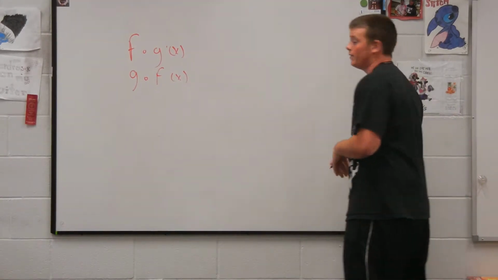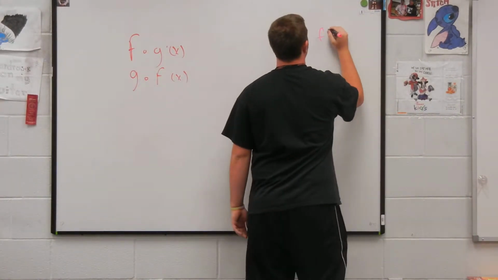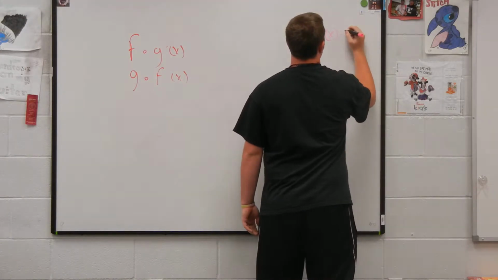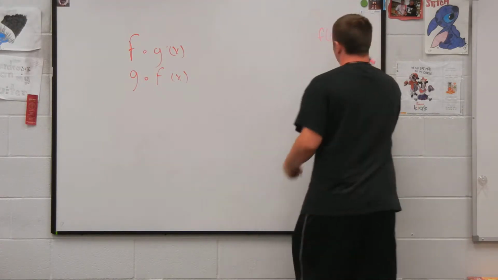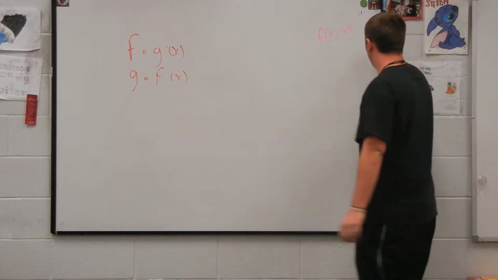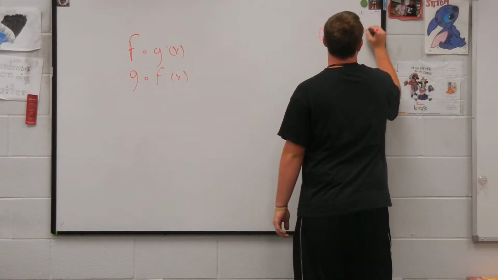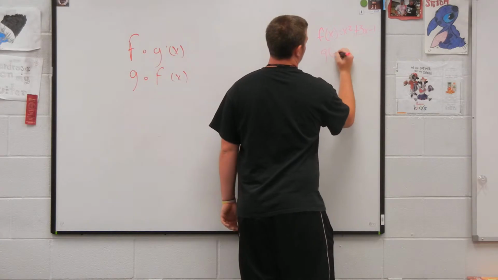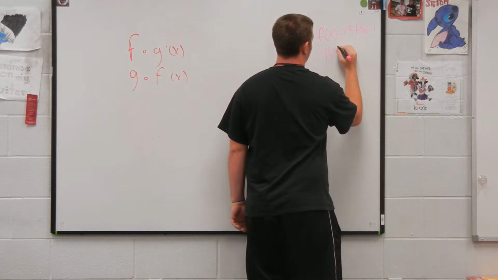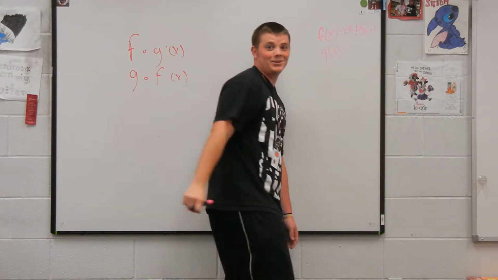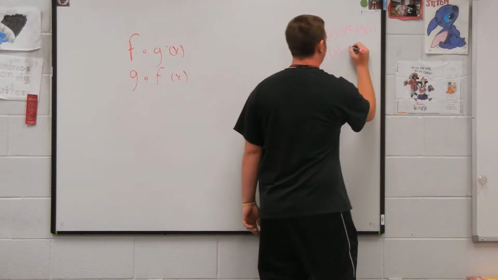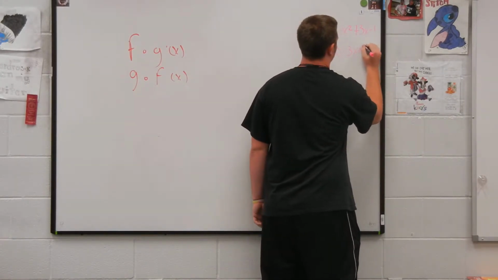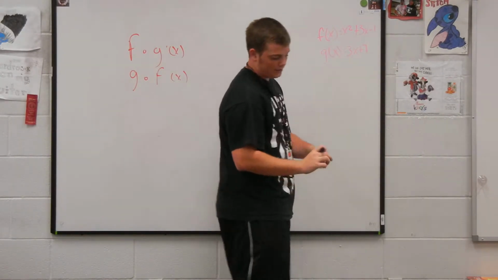Okay, we're going to write f of x equals x squared plus 3x minus 1, and g of x equals 3x plus 7. Now we can solve this.